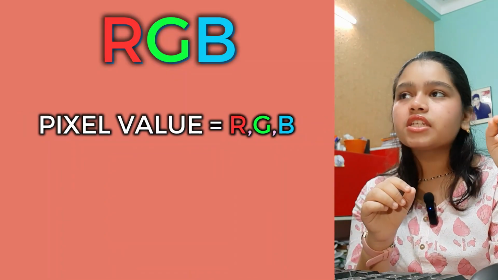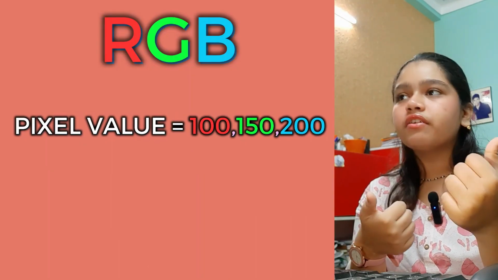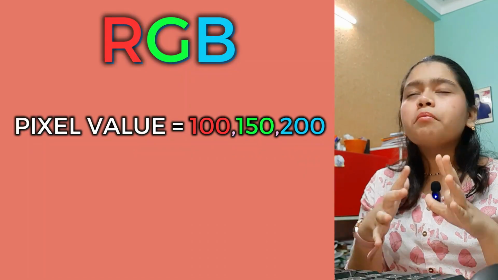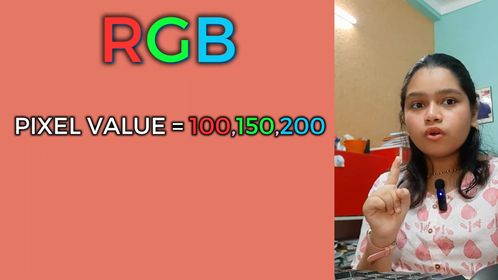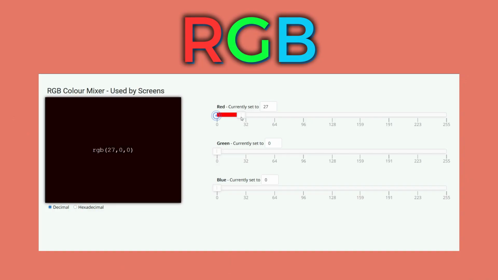A pixel has values 100, 150 and 200. That means red is medium here, green is medium high, and blue is high. So the color will appear bluish gray. Okay.